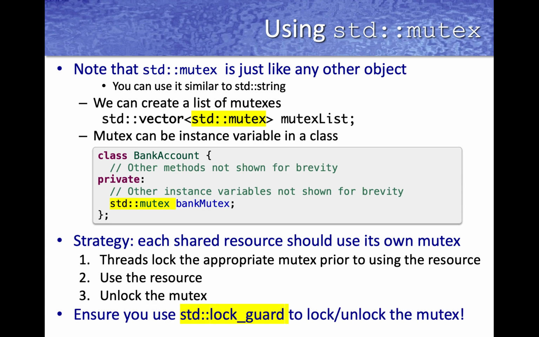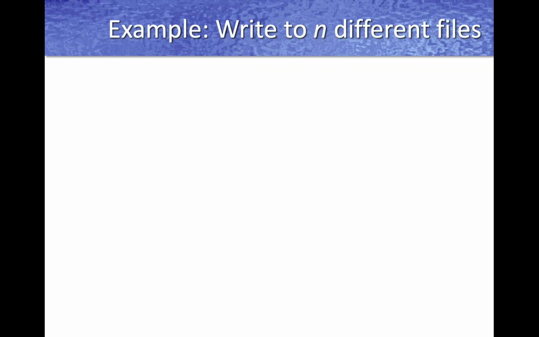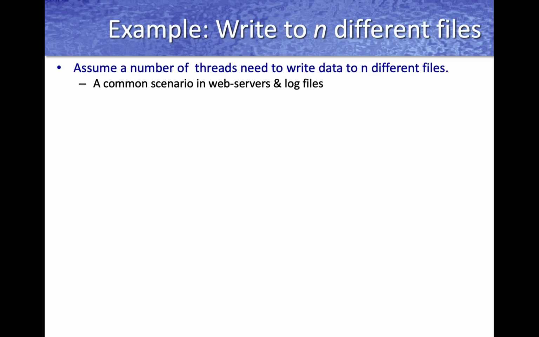Of course, here you can use a lock guard to automatically lock and unlock a mutex, which is a very handy approach. So let's look at an example here. Assume that a large number of threads want to write data to different files. This is a very common scenario in web servers generating log files, or database servers where threads want to operate on different tables in a database, and so on and so forth.